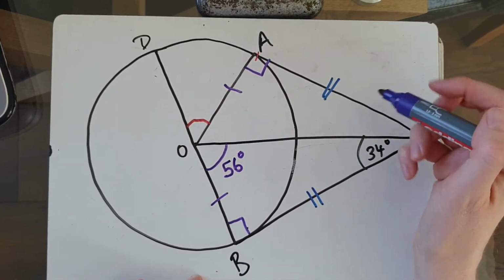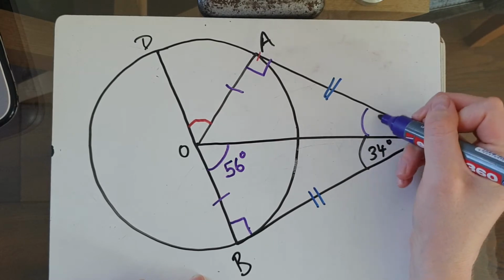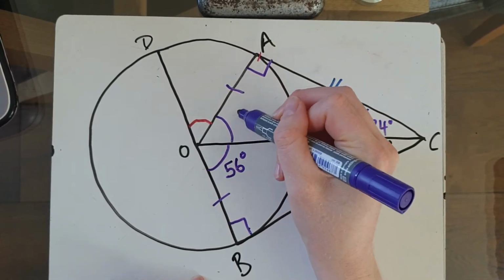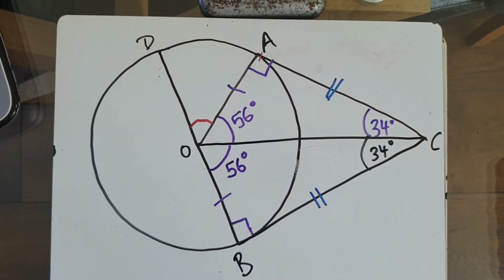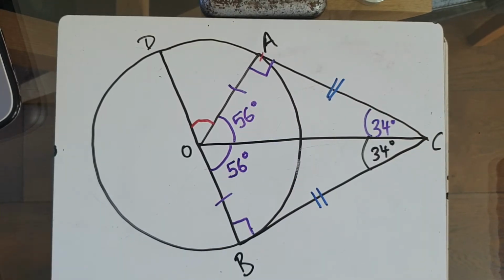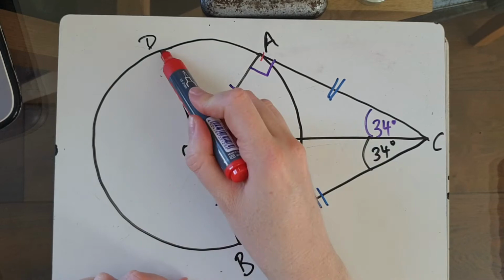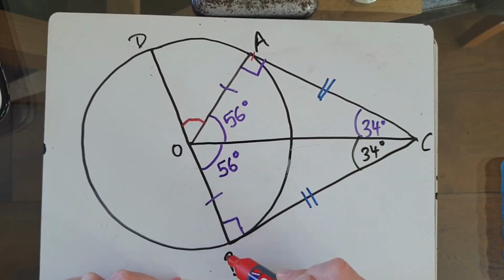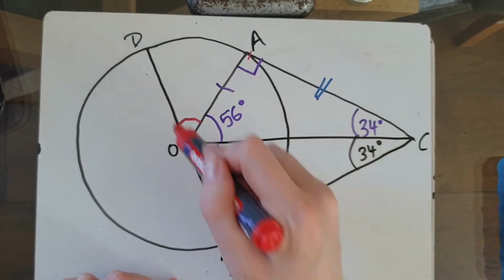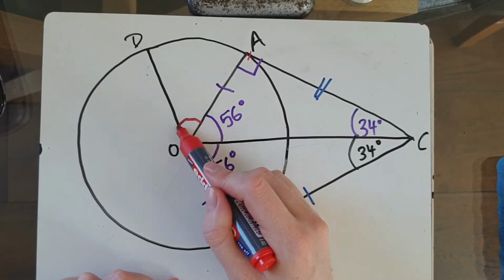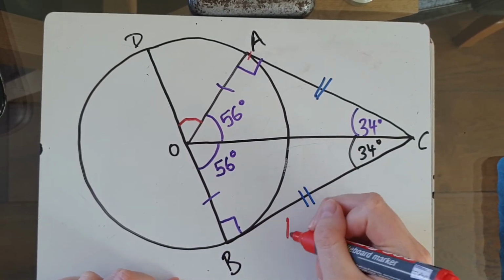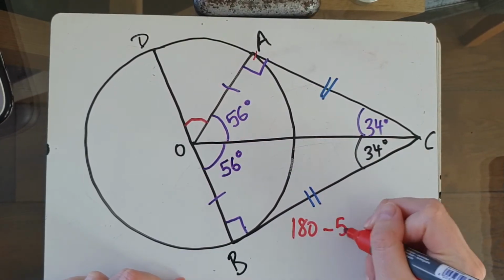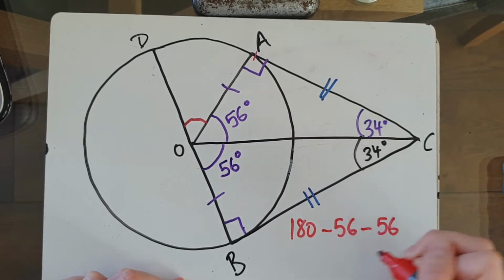That means that this angle here will also be 34 degrees, which means that this angle here must also be 56 degrees. So now we can find this angle here, DOA, by doing angles on a straight line. So this is a straight line, this is the diameter. So this angle here will be 180 minus these two angles, so minus 56, minus 56.